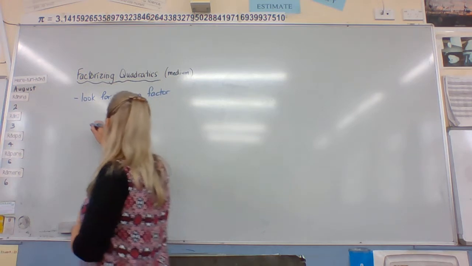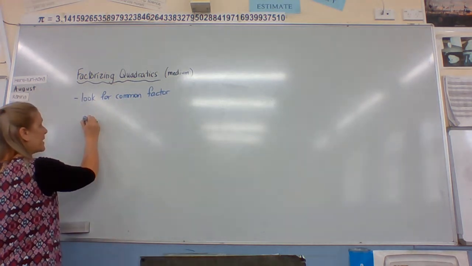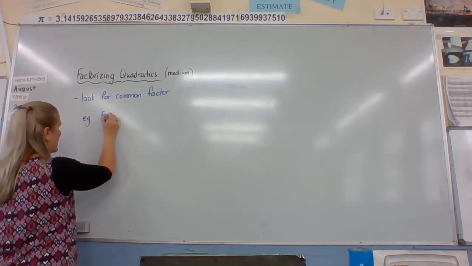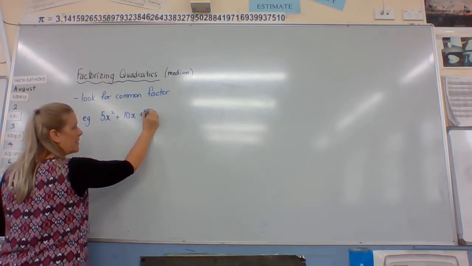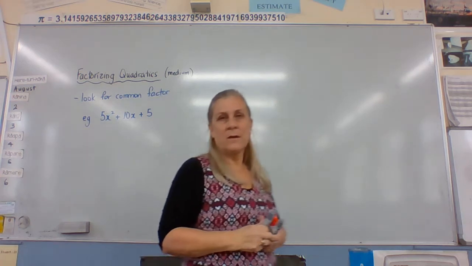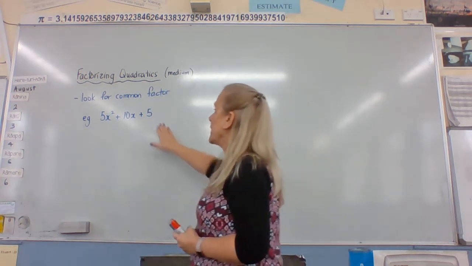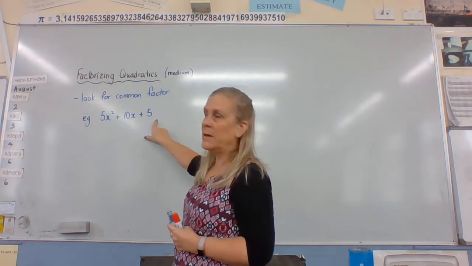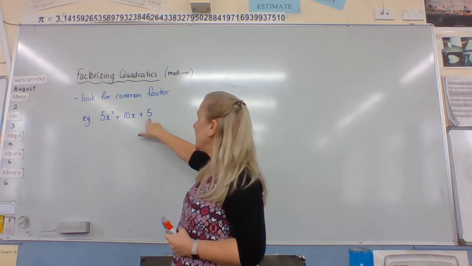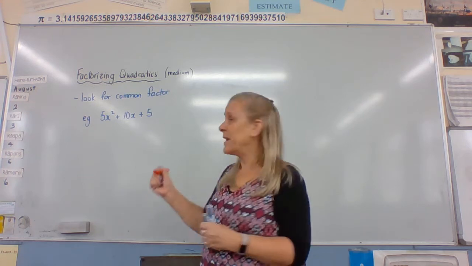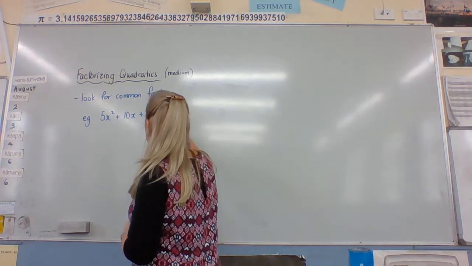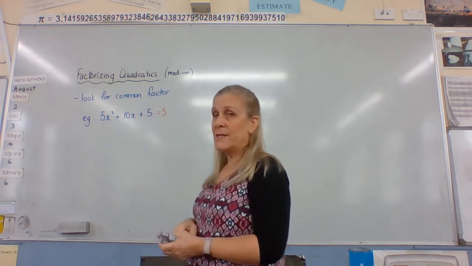All right, so we've got this one. Okay, so we can't take x's out because there's no x here. What number will we take out? Correct. 5 is the common factor. So we're going to take 5 out and look at what is left.